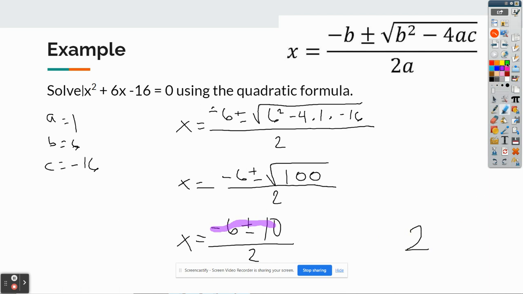And then for the other, I like to say, okay, well, what if it's negative 10? So negative 6 minus 10 is negative 16, and then divide that by 2, and you get negative 8. All right, so we've got our two solutions right there, 2 and negative 8. Again, you can always check your work by using the calculator.